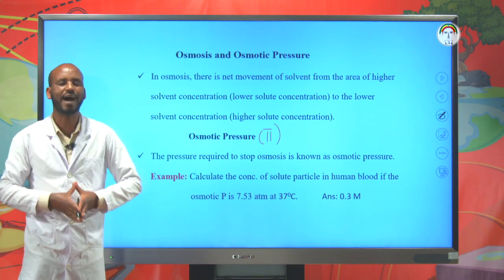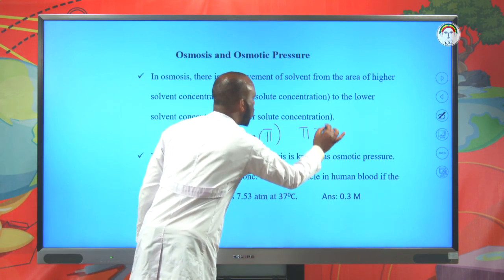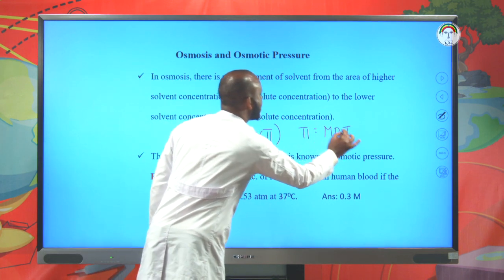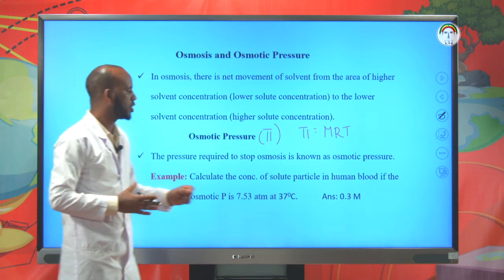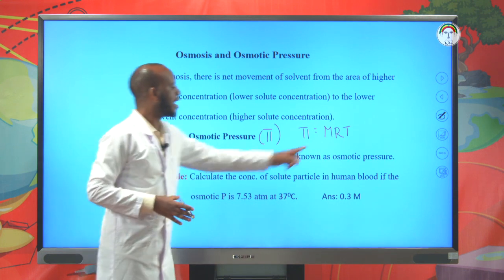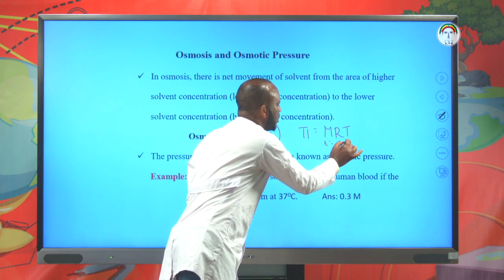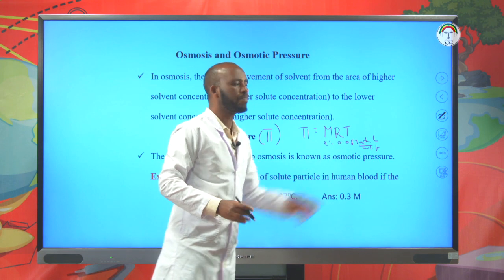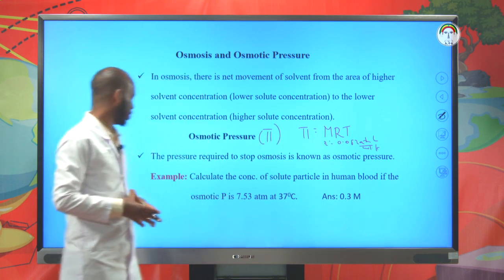This osmotic pressure is an example of colligative properties of a solution, because osmotic pressure equals molarity of the solution times R, the universal gas constant, times temperature in Kelvin. It depends on concentration of the solution, molarity. Capital M is molarity of the solution. R is universal gas constant having a value of 0.082 atmosphere liter per mole Kelvin. T is temperature in Kelvin. Therefore, osmotic pressure equals molarity times R times temperature.